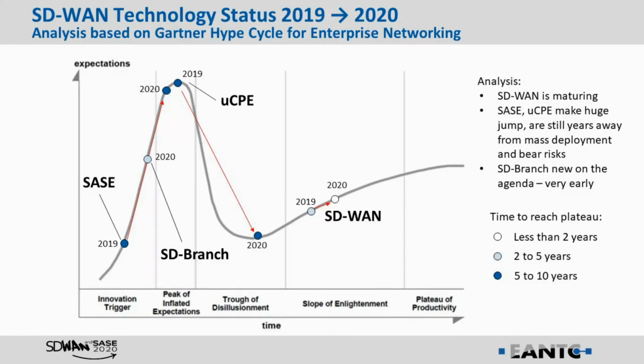Finally, there is a new topic that made it into the Gartner hype cycle this year, which is the SD branch. And we'll have to see what that actually means. But interestingly, the SD branch has been entered only with a plateau reach estimated at between 2 to 5 years. So it's hopefully going to progress very quickly in the product development cycle.